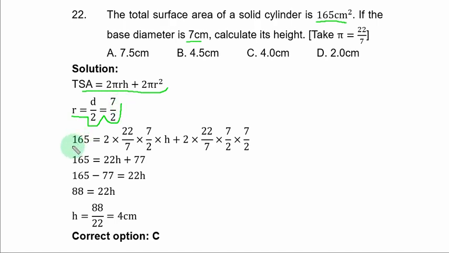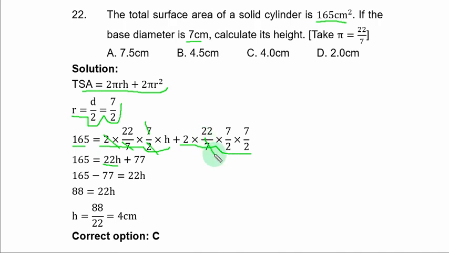The surface area is 165 equal to 2 times pi, 22 over 7, times radius 7 over 2, times height which is unknown, plus 2 times 22 over 7 times the radius squared, so you have 7 over 2 times 7 over 2. From here, we can clear some terms. 2, we remove 2. You have 7, cancel 7. You are left with 22h.